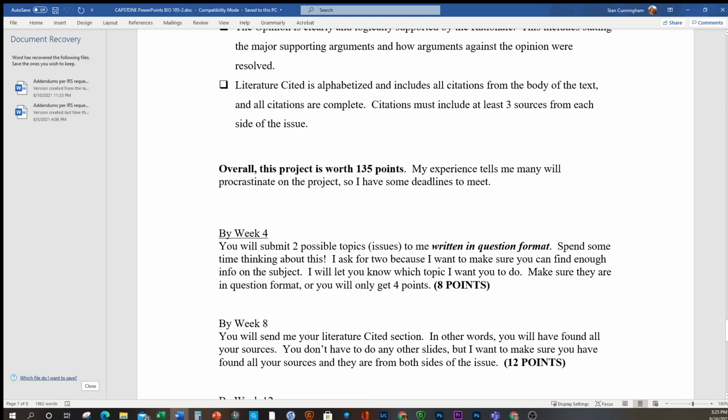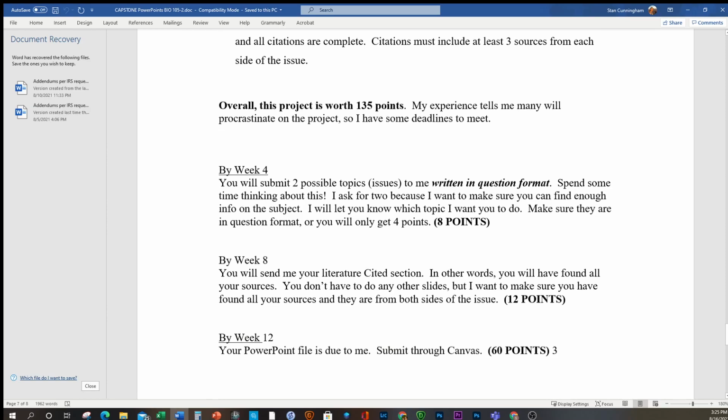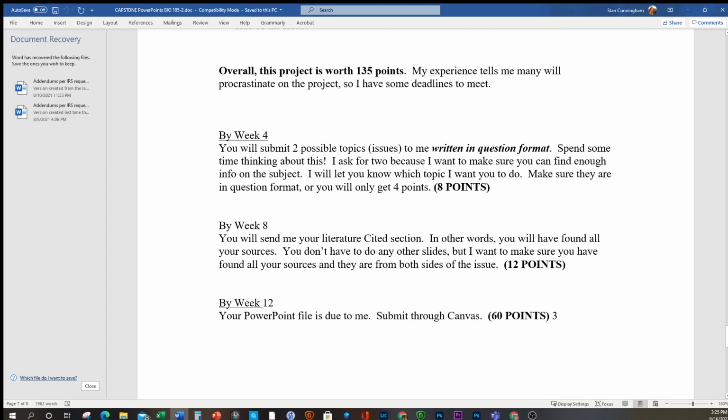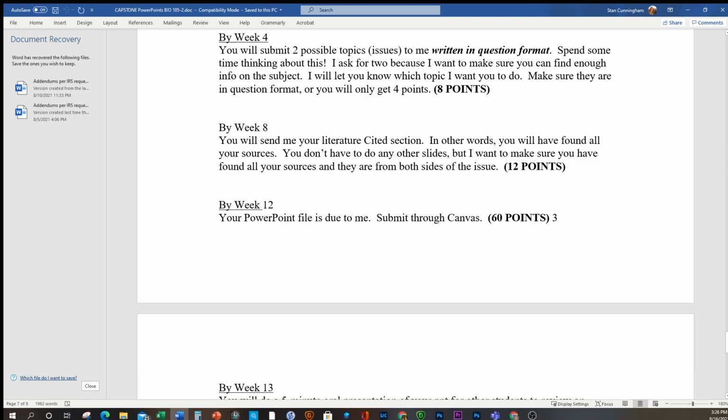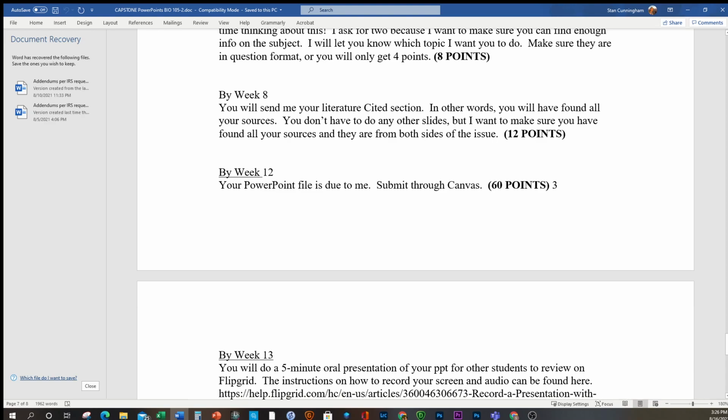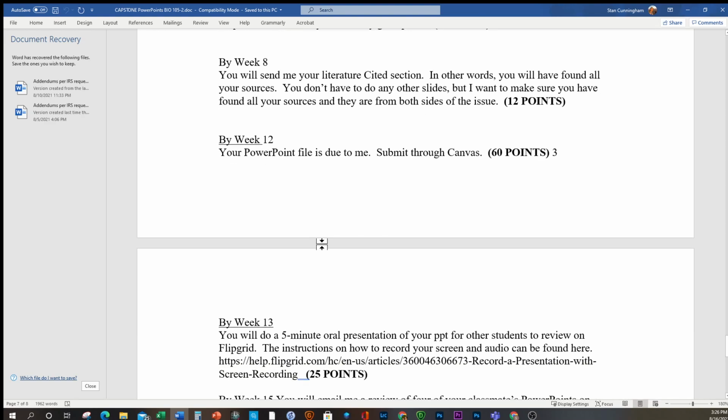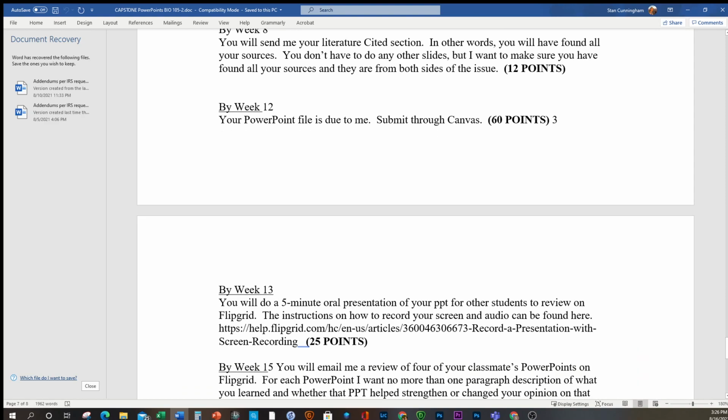By week 4, you'll submit the topics. Week 8, you'll send me your literature cited section. I mean, you will have found at least 3 pieces of literature or websites or whatever that back up side 1 and 3 that back up side 2, and you'll send that to me. By week 12, you will send me an electronic copy of your PowerPoint. Please no Google Slides. It's very hard for me to access those. Week 12, your PowerPoint.